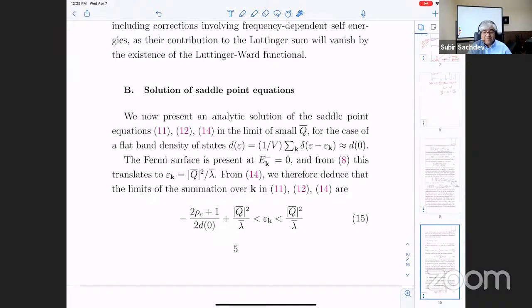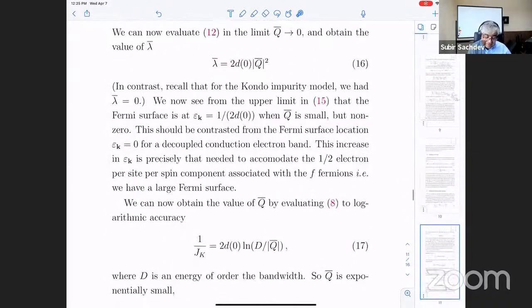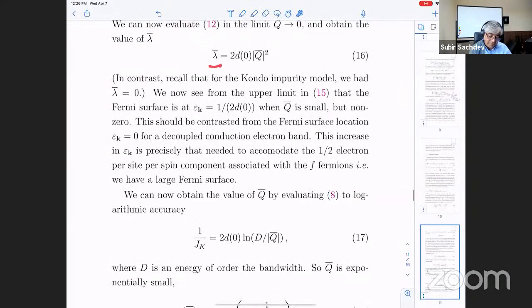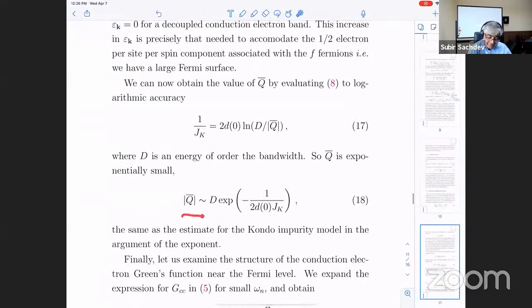In the limit of small Q bar, you can solve for lambda bar and Q bar, and these are the answers you get. They're right here and here. Lambda bar turns out to be of order Q bar squared, where D of 0 is the density of states at the Fermi level. And Q bar, lo and behold, is almost exactly the same expression as for the Kondo temperature of the lattice model. I think there's a factor of 1/2 here that we didn't have for the Kondo model.